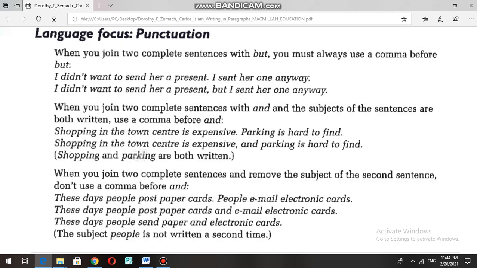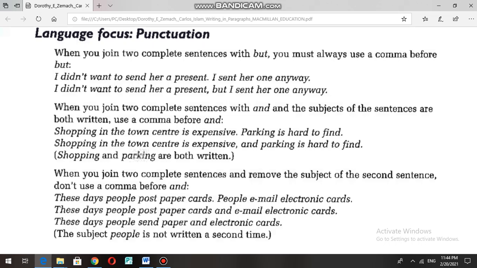When you join two complete sentences with and, and the subjects of the sentences are both written, use a comma before and. So when you have two sentences, both of which have a subject, okay? The first one has a subject and the other one has a subject. So when you use and, you must put a comma before the and.